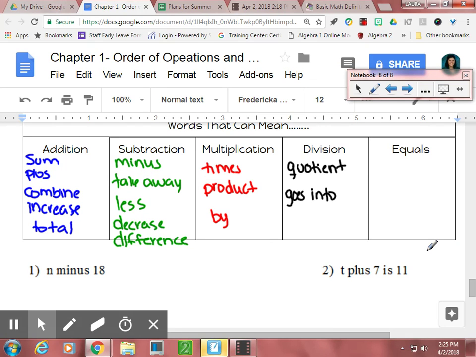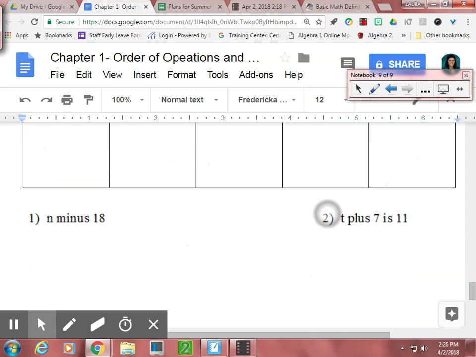Things that could be equal would be a total, or a lot of times the word is, or even just equal. Okay, so those are all the keywords that you want to be looking for. So let's look at a few of these.